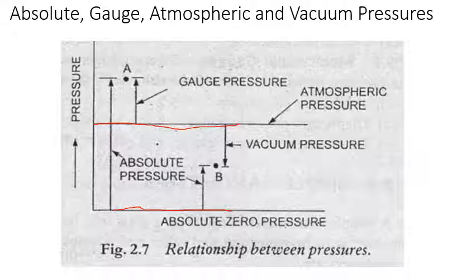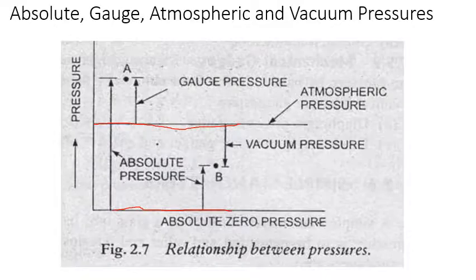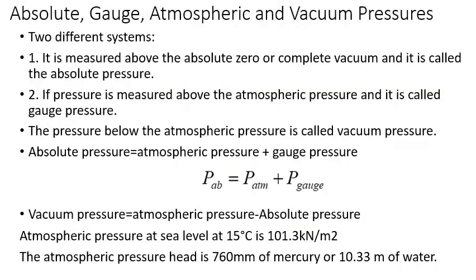So these are the methods of measuring the pressures by taking these two reference lines, either atmospheric pressure or absolute zero pressure. So there are two systems. One is measured above the absolute zero or complete vacuum, and it is called the absolute pressure. The second method is if the pressure is measured above the atmospheric pressure, it is called gauge pressure. The pressure below the atmospheric pressure is called vacuum pressure.